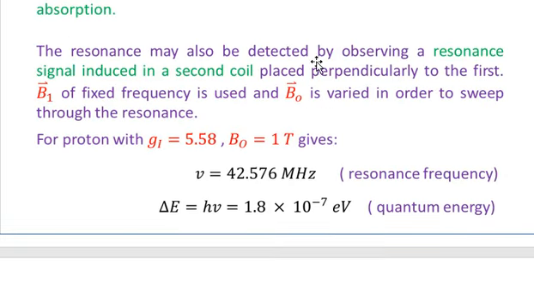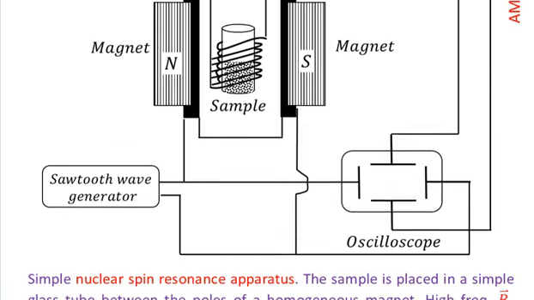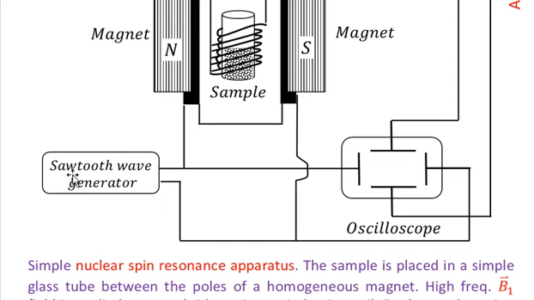So the resonance may also be detected by observing a resonance signal induced in a second coil placed perpendicular to the first coil. B1 of fixed frequency is used, and B0 is varied in order to sweep through the resonance. So you see that in this case, you can keep the value of B1 fixed and you can change the value of B naught. And the value of B naught can be changed by using the sawtooth wave generator.